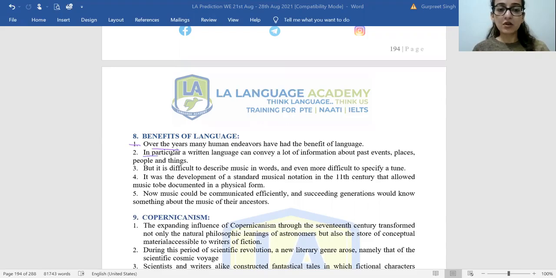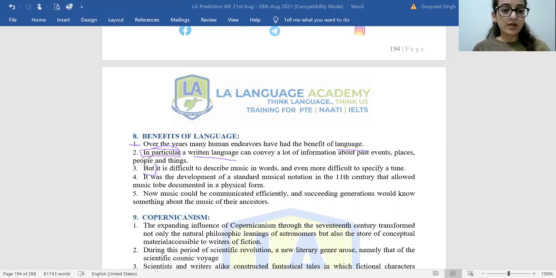Now, in particular is an important start. In particular is used when you are taking one area out of a broad concept. For example, here we said language. And in particular, now we have taken written language, because language can be oral also. But here they say in particular, out of all the forms of language, what we are going to talk about is written language, taking one idea out of a broader concept. In particular, a written language can convey a lot of information about past events, places, people, and things.